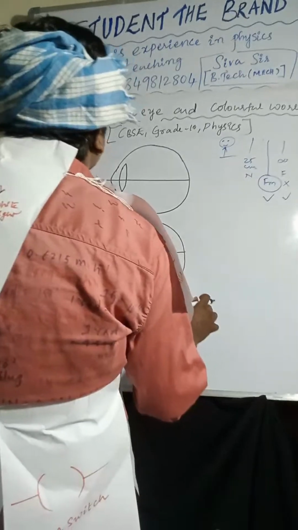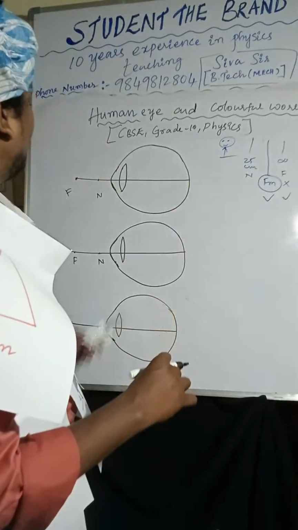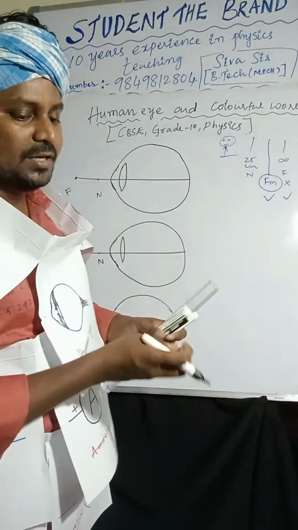Okay, done. So this is the far point of the myopic eye. So here you can observe.